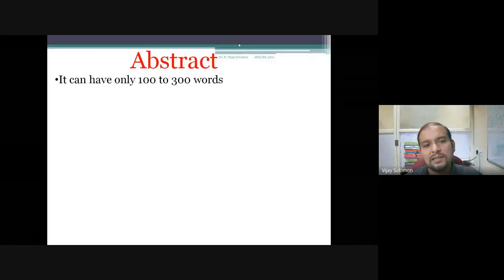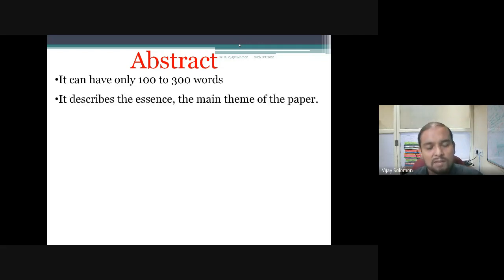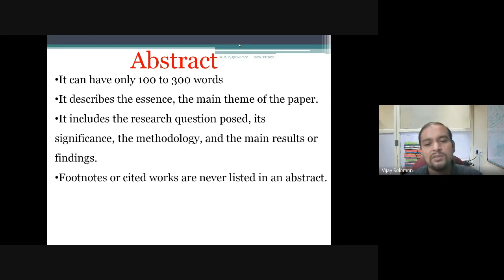Now moving on to the abstract. The abstract is another freely available content for any type of article, and it should have only 100 to 300 words. It should talk about the essence or crux of the particular paper, and it should include the research question, the methodologies that you have adopted, and the key results. It should also have some of the implications of the work, like if you are doing some work, you want to project it, and what is the implication of this particular one.